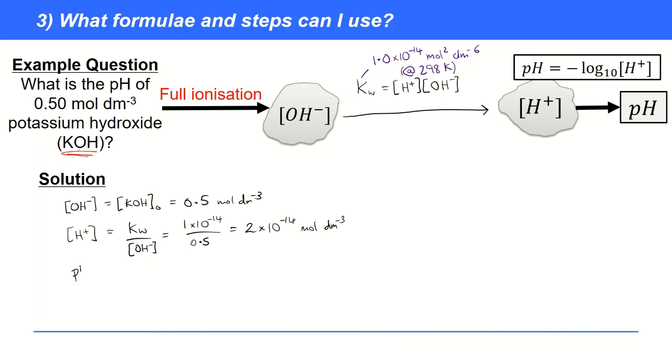So then we just stick that in our typical pH formula. Minus log base 10 of 2 times 10 to the minus 14. And when we stick that in, we get an answer of 13.70 to 2 dP.